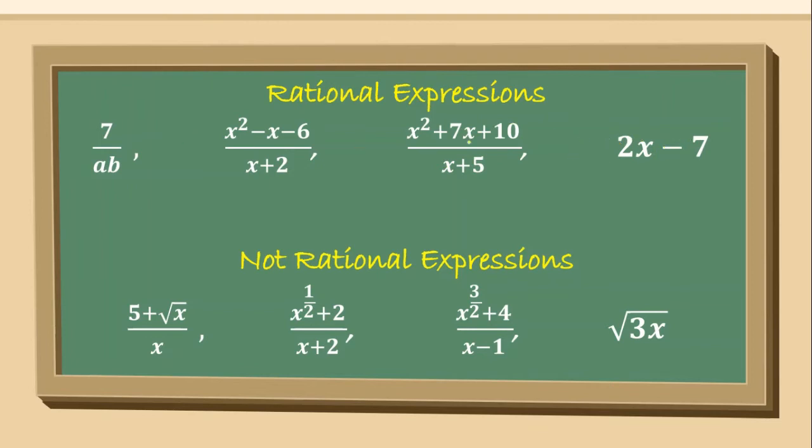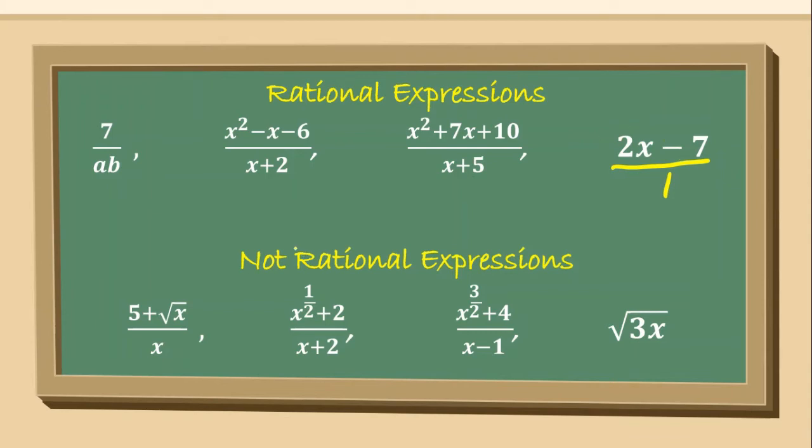As you can see here, it is in the form of a fraction. We have the numerator and the denominator. Look, class, we have 2x minus 7. As you can see, there is no denominator, right? But actually, there is a denominator. The denominator of 2x minus 7 is 1. We just simplified 2x minus 7 divided by 1 as 2x minus 7. So this is also an example of a rational expression.